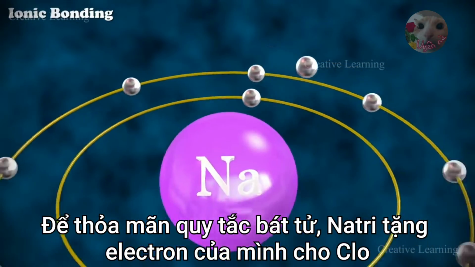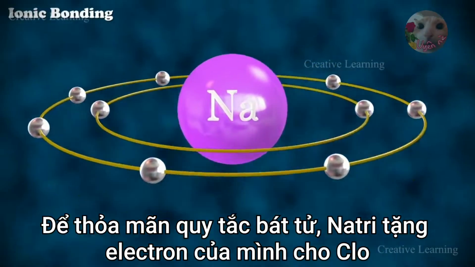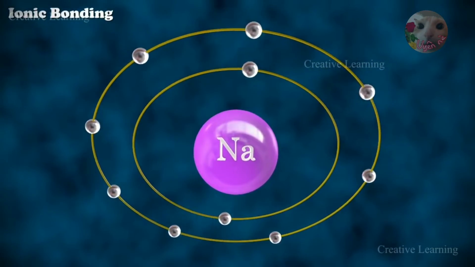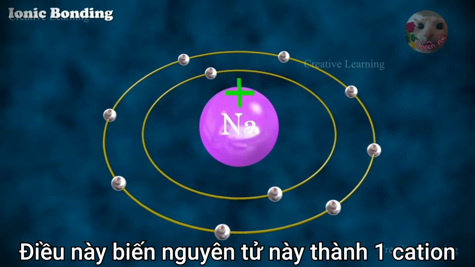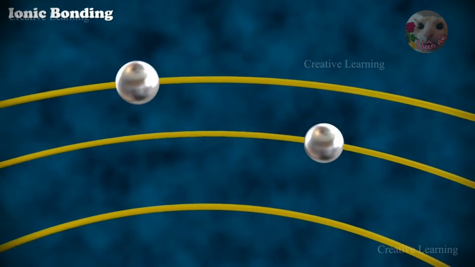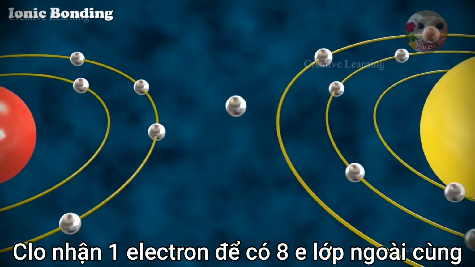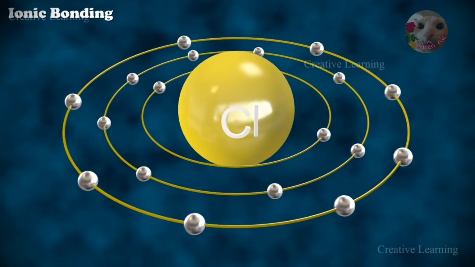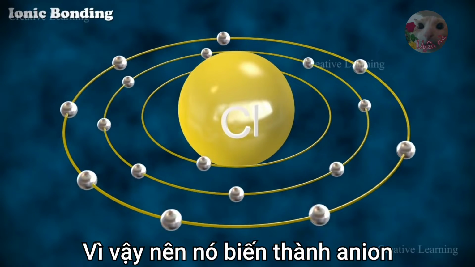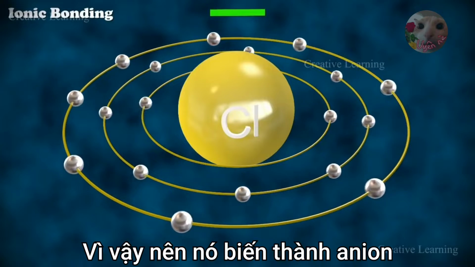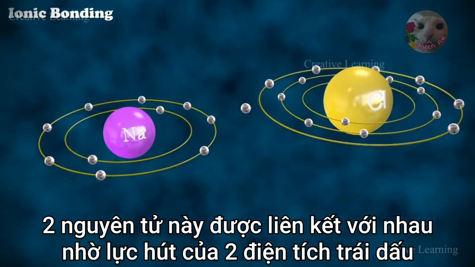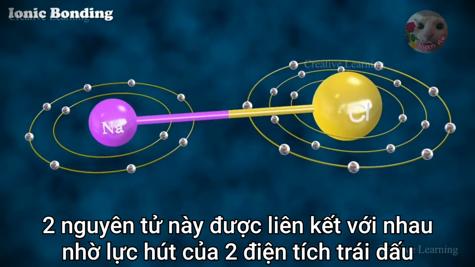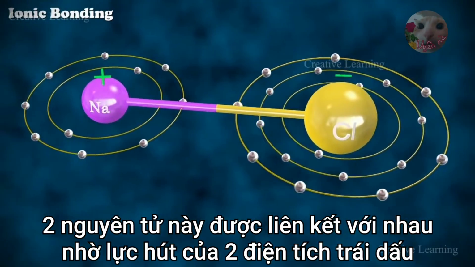Thus, the sodium atom donates its valence electron to achieve stable octet configuration. This creates a positively charged cation due to the loss of an electron. The chlorine atom receives one electron to achieve its stable octet configuration. This creates a negatively charged anion due to the addition of one electron. The sodium ions and chloride ions are held together by strong electrostatic attractions between the positive and negative charges.